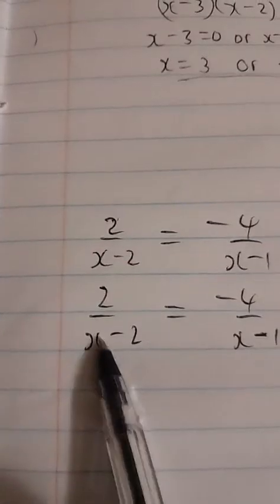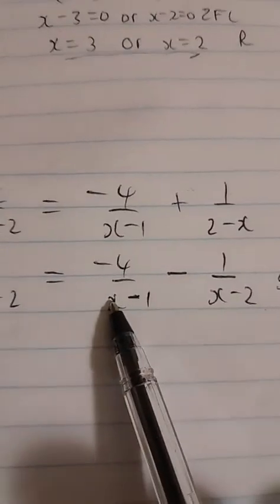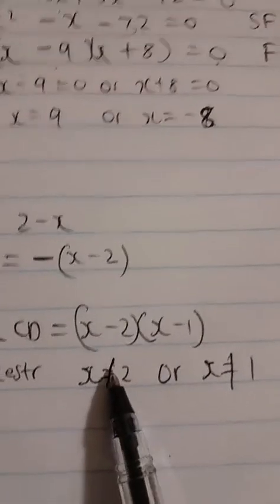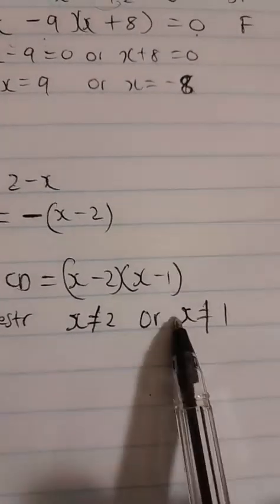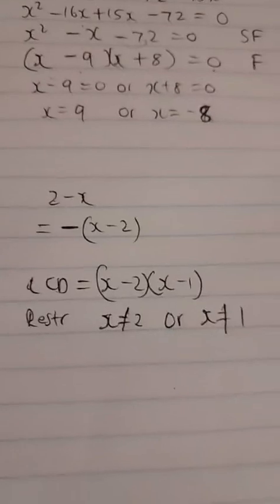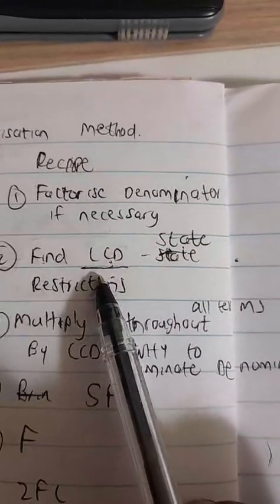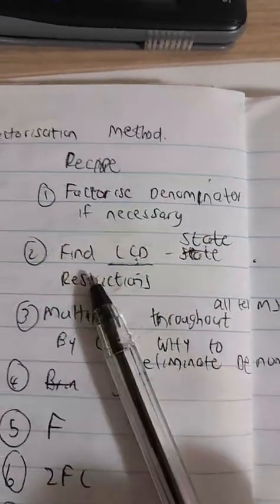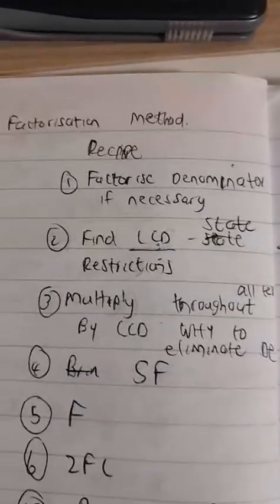If you substitute 2 here, you get 0. If you substitute 1 here, you get 0. You substitute 2 here, you get 0. So really and truly, x cannot be 2 or 1. That's our restriction. Are we good, people? Can we move on? We found the LCD and stated our restriction. So the LCD actually helps us in stating the restrictions.